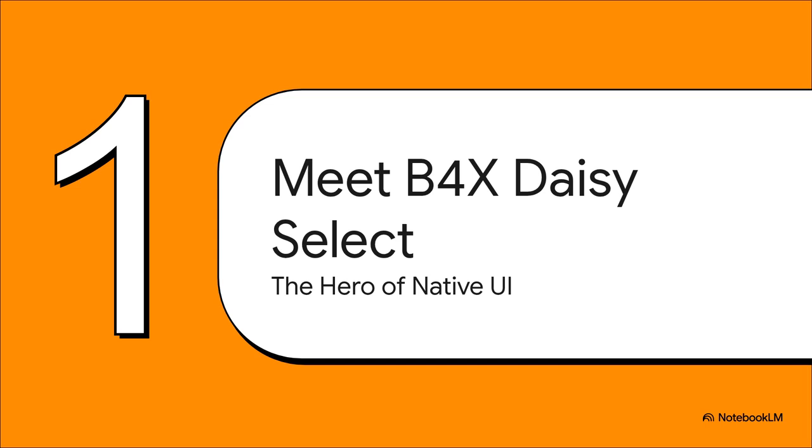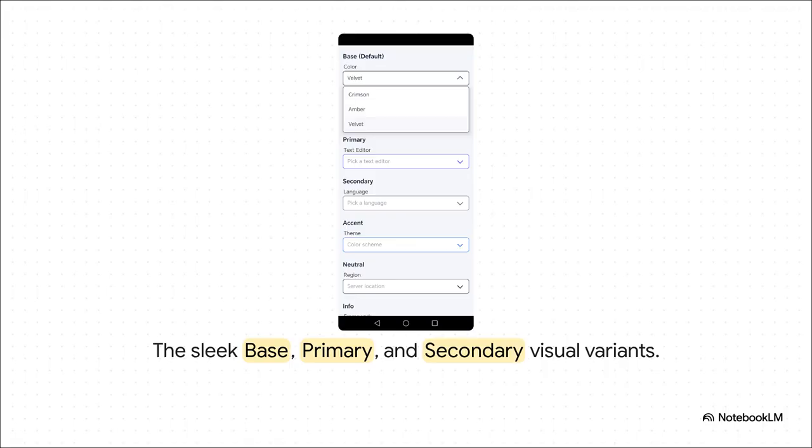All right, section 1. Meet B4XDaisySelect, basically the hero of native UI. So, look, in the plain, honestly kind of blocky world of basic app design, getting a sleek, interactive dropdown usually means importing massive libraries, or worse, writing endless custom views yourself. But B4XDaisySelect does all that heavy lifting for you. Just look at the default base dropdown here, with those crisp hover states, or that vibrant primary variant in purple, which is perfect for a text editor choice, and that super clean secondary variant. I mean, this proves exactly why learning this component matters right off the bat. You get these gorgeous web-like aesthetics natively in your app, instantly. It anchors that professional look of your UI without any of the hassle.